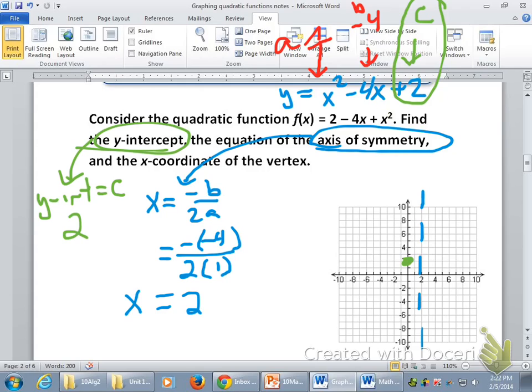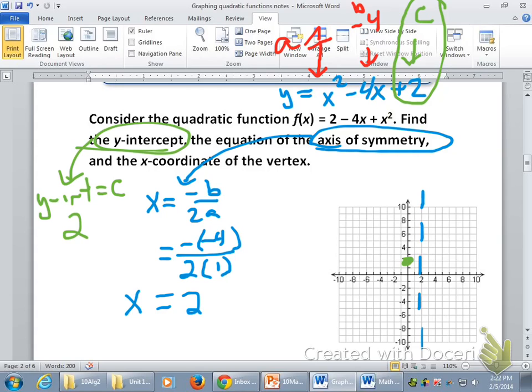Now here's the important question, okay? The axis of symmetry is at 2, and then it asks you for the x-coordinate of the vertex. Where does the vertex happen? Where does the thing change directions? It's not necessarily on the y-intercept. That's a good guess. Here, I'll draw one off to the side here.